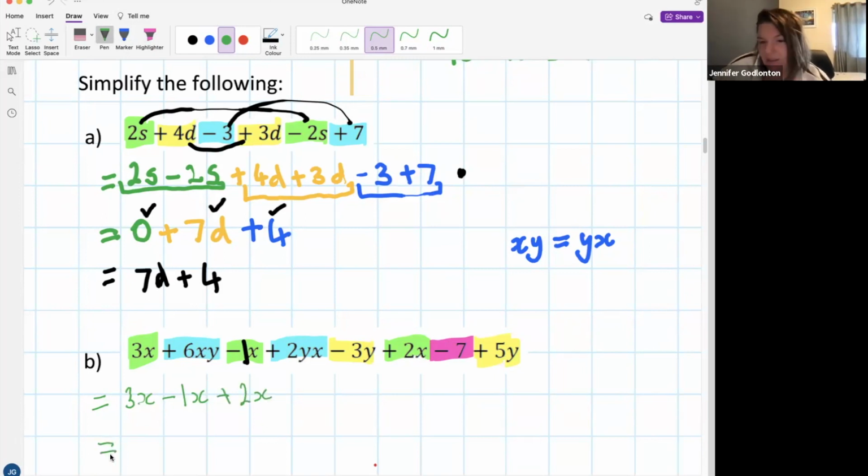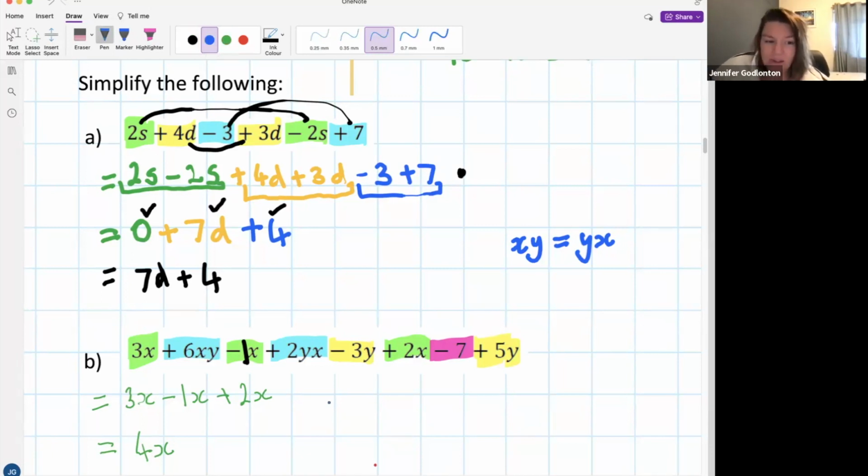Just looking at the x's. What's 3 minus 1 plus 2? Yeah, exactly. Good. 4x. Okay. Now we don't need to put the positive sign in front of it because it's the first term and it's positive. But if it was negative, I would absolutely need to put that in.